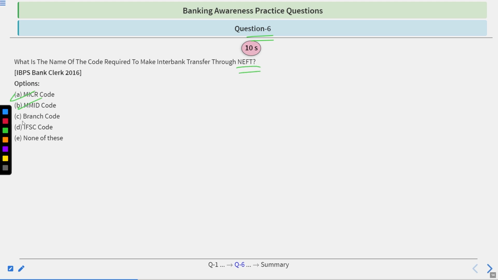Question number 6. What is the name of the code required to make an interbank transfer through NEFT? MICR code, MID code, branch code, IFSC code, none of these. To answer this, you will have 10 seconds. Time starts now.